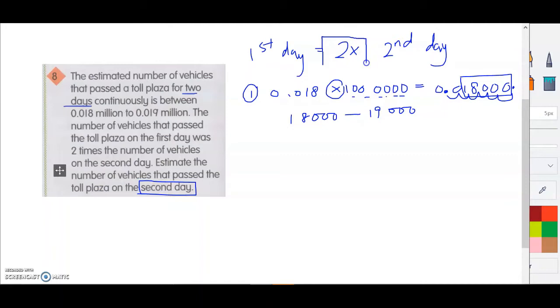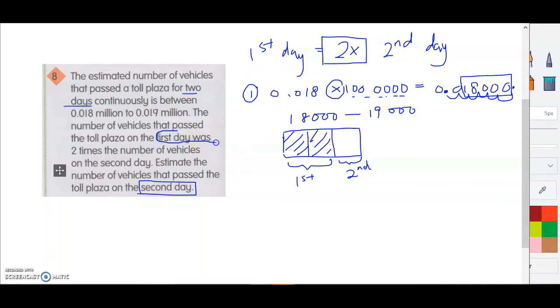is 2 times more than second day. Right? First day is 2 times more than second day. So there are 3 parts. Okay, if I draw a diagram, there are 3 parts to this equation. First day is 2 times, so I draw 2 parts. This is first day, and then this is second day, only 1 part. Okay, why do I do like this? Because the question tells us that first day was 2 times the number of vehicles on the second day.